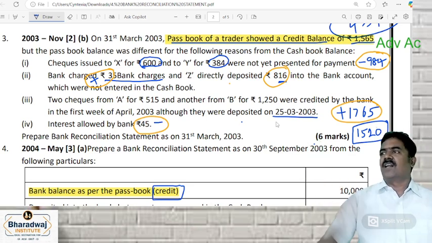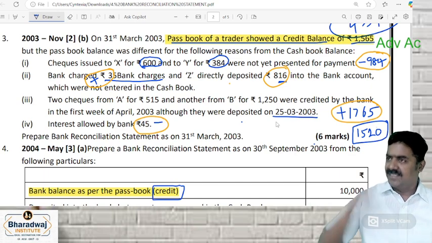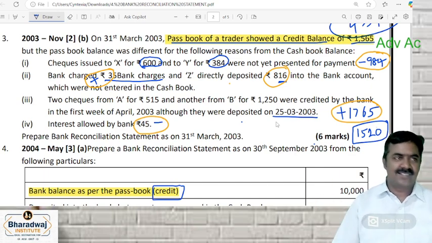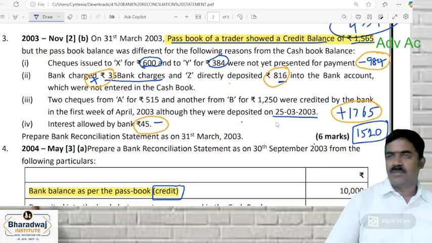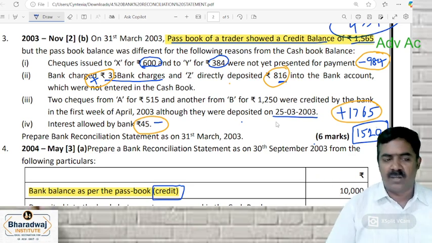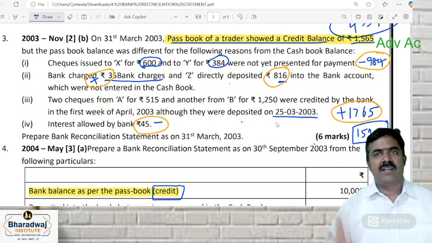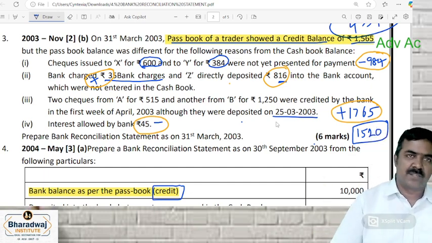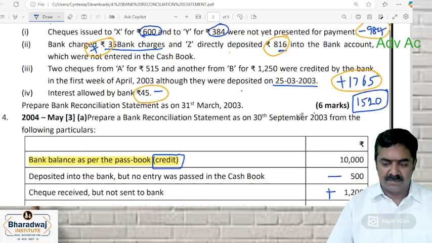Suppose OD as per passbook is the starting point now. Think normally, do the opposite. OD as per passbook starting point now, what to do? Think in a normal way. Adjustments alone, change the sign.